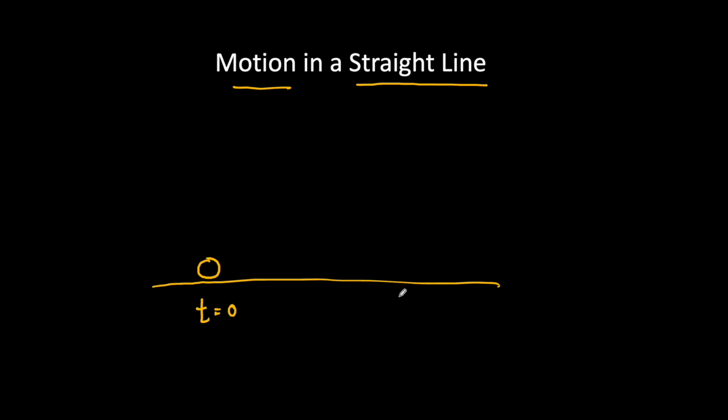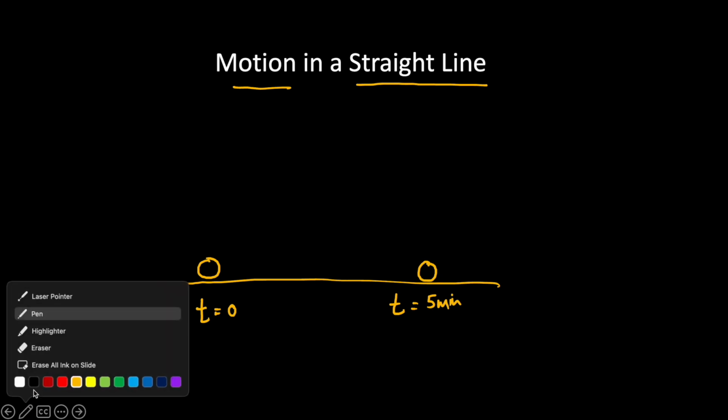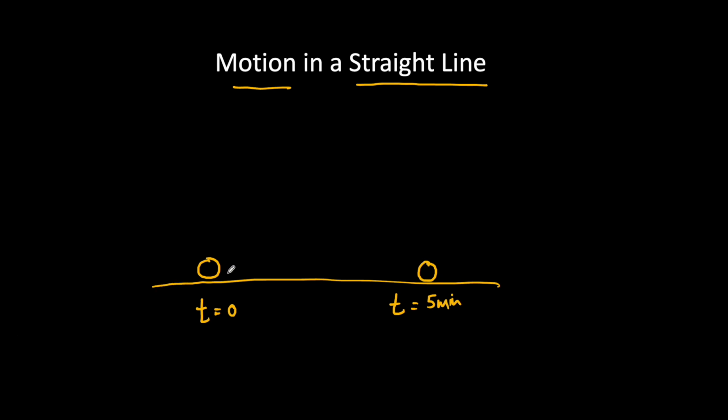And after some minutes, say after some 5 minutes, you saw the same ball lying here. That means the ball got moved, or the ball's position got changed. From here, its position got changed. So motion is nothing but the change in position with time.